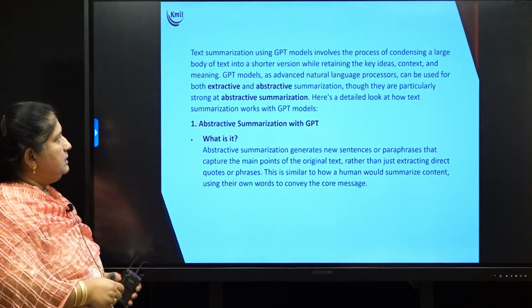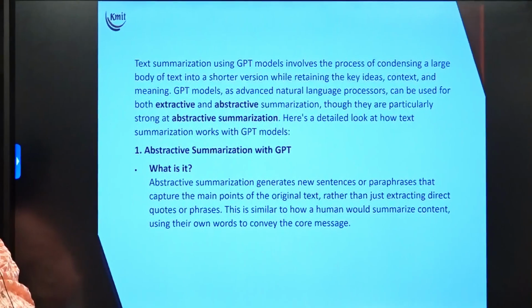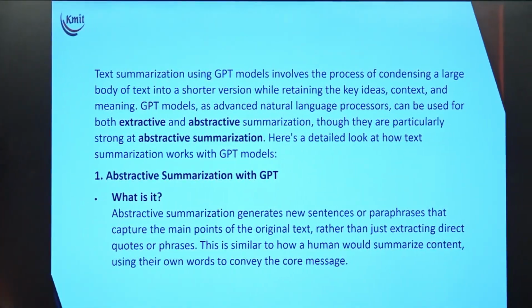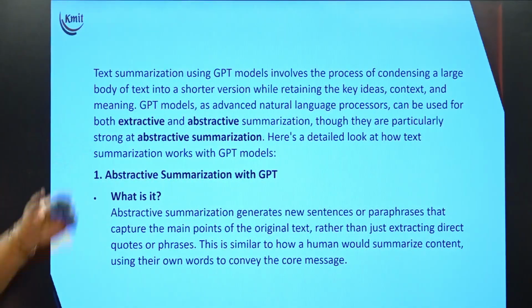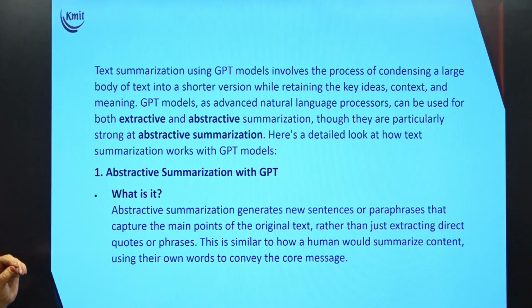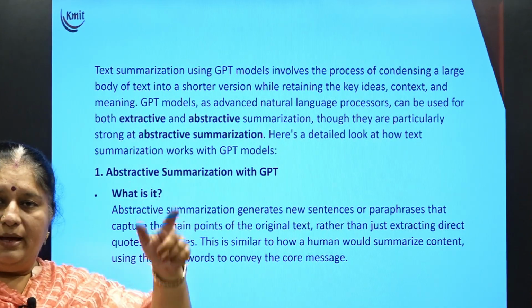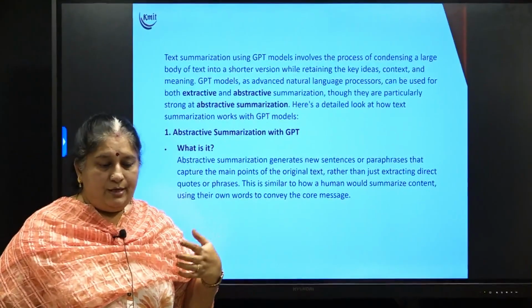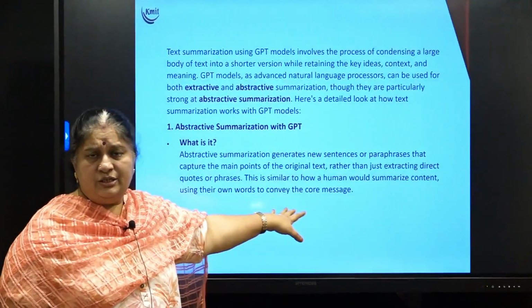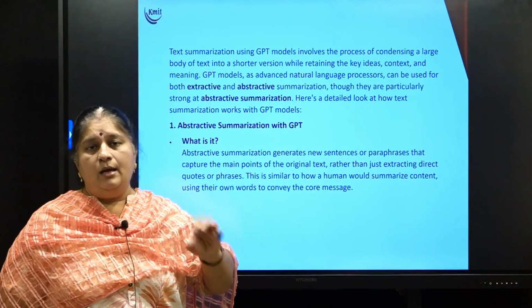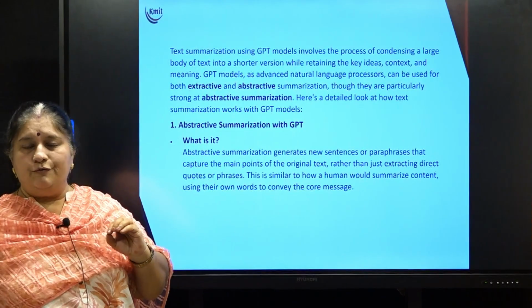Now, text summarization using GPT involves the process of condensing, reducing a large body of text into a shorter version while retaining the key ideas, context and meaning. You are not supposed to lose the key idea of the huge paragraph, and also you are not supposed to lose the context. Say for example, in my session, I have taken an example of a bigger paragraph on Mahatma Gandhi and how we go for summarization of the same.